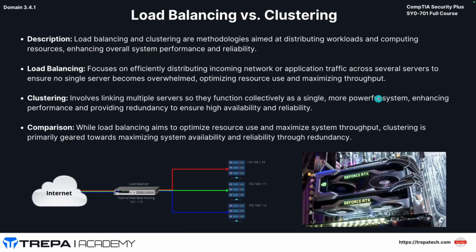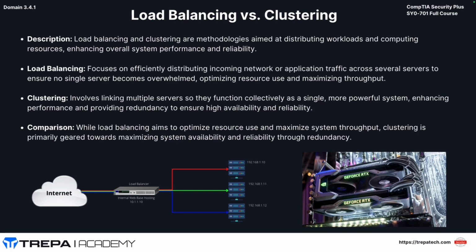So a couple ways we get high availability. Load balancing, we talked about this on the network, right? Load balancing and clustering are methodologies aimed at distributing workloads and computing resources, enhancing the performance and reliability. So load balancing focuses on the network. This is on efficiently distributing incoming network application traffic, which I already talked about, so I'm not going to deep dive again. If you haven't heard me say this, sometimes Security+ exam objectives do like to repeat a little bit, is what it is, but I will talk about clustering.